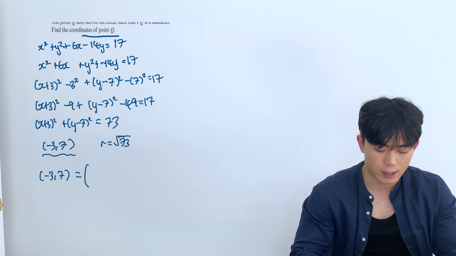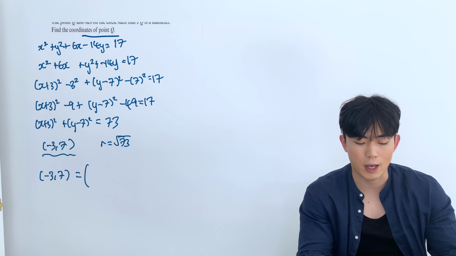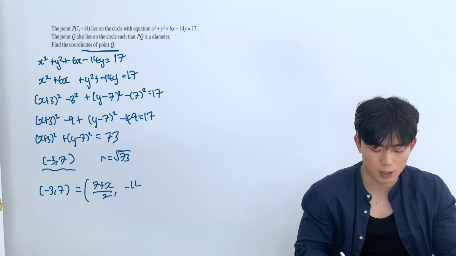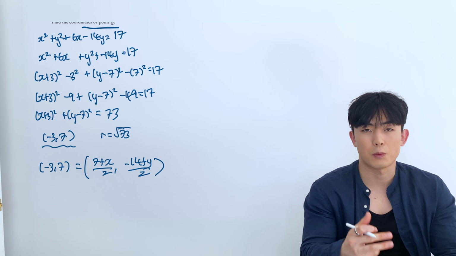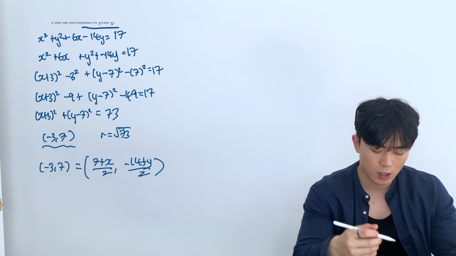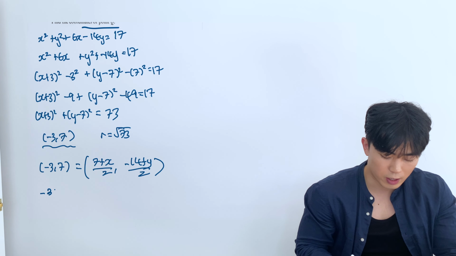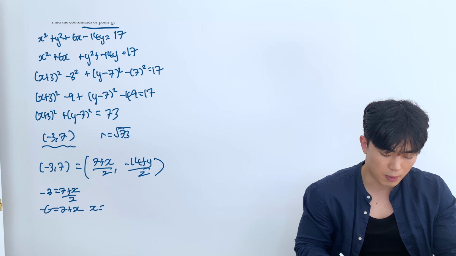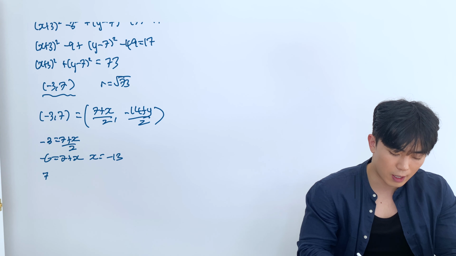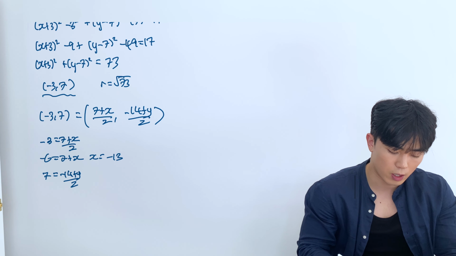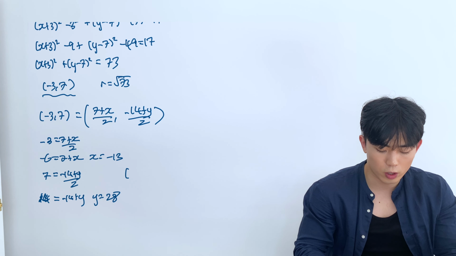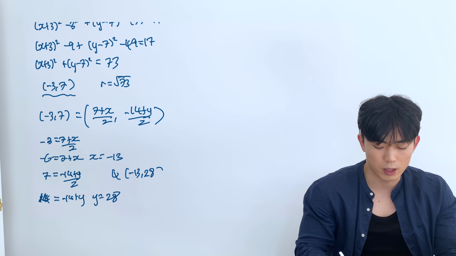is going to be equal to the sum of the P and Q x's, so P was 7 plus x over 2, and then -14 plus y over 2. So x and y are the coordinates of Q. Looking at the x's, -3 is equal to (7 plus x) over 2. So -6 is 7 plus x, so x is going to be -13. Looking at the y, 7 is (-14 plus y) over 2. So 14 is equal to -14 plus y, so y is going to be equal to 28. So the coordinate of Q is going to be (-13, 28), like this.